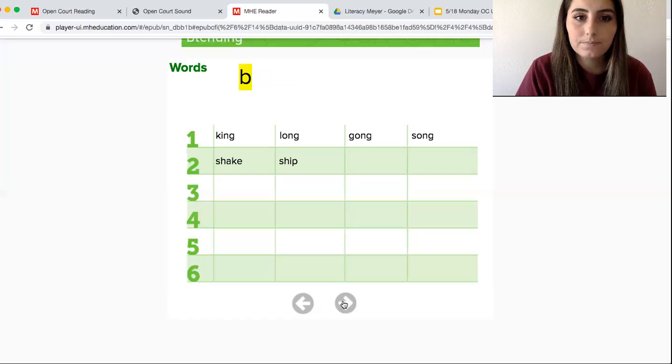Next, b, o. Remember, o consonant e says long o. O. Bow, sound, n, blend, bone. Say all the sounds, b, o, n.